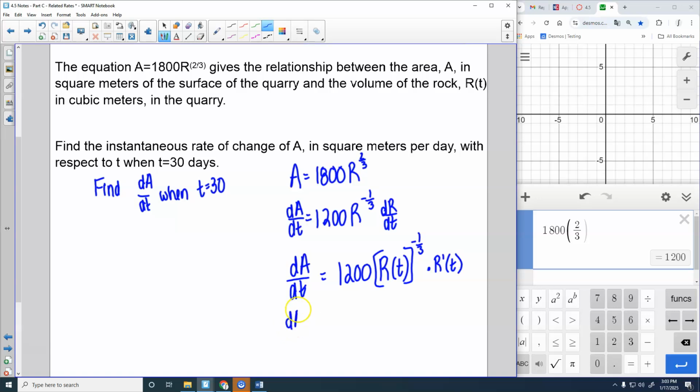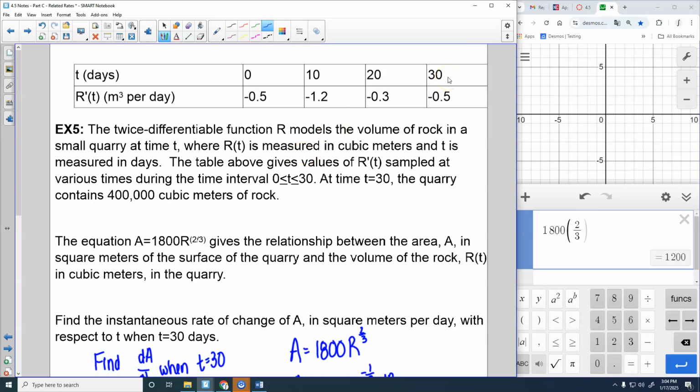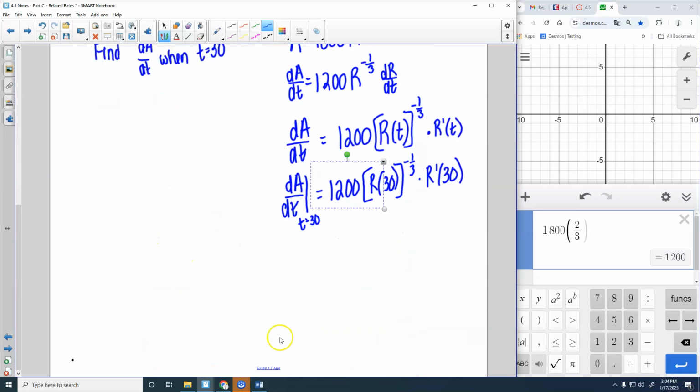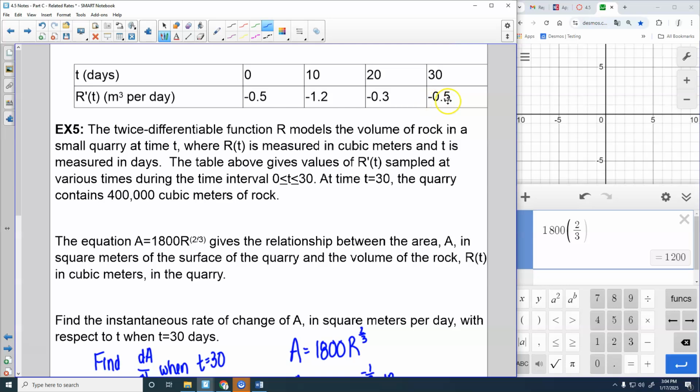And those values, whenever t equals 30: 1200 times R of 30 to the negative 1/3 times R prime of 30. Those values can be found from the table, right? So we don't have to do anything special to find them. R stands for the volume of rock. What is R of 30? It's 400,000, because that R is not in our table, but it tells us at t equals 30, the quarry contains 400,000 cubic meters of rock. So we'll have our 1,200, times 400,000 to the negative 1/3, times R prime of 30, and that is in our table, and it is negative 0.5.